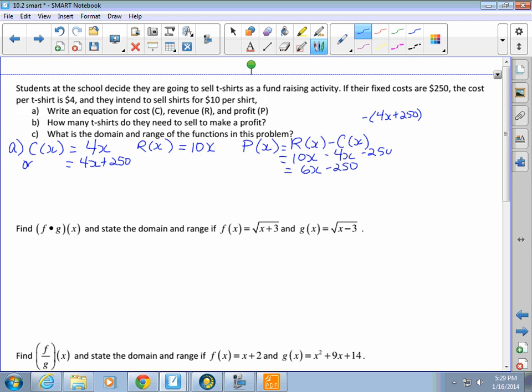So what you need to do then is go onto your calculators and enter, that's the easiest way to do it. You could graph this if you wanted to. So graph 4x plus 250 and 10x plus 250. So if you put this in your calculator, y1 is equal to 6x minus 250.